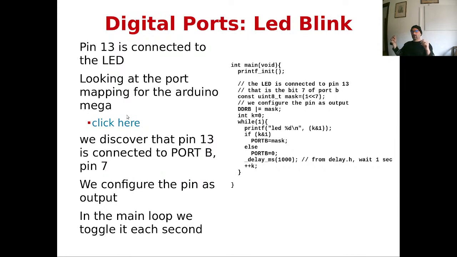Logically, we first have to discover where this LED is connected. Second, once we discover where it is connected, we have to figure out to which bit of which port this pin is connected. Then we need to configure this pin as output: we set a 1 into the data direction register of that port in correspondence to the pin that we want to control, because we are writing on or off on the LED. Third, we enter our endless loop that at every cycle toggles on or off that particular pin.